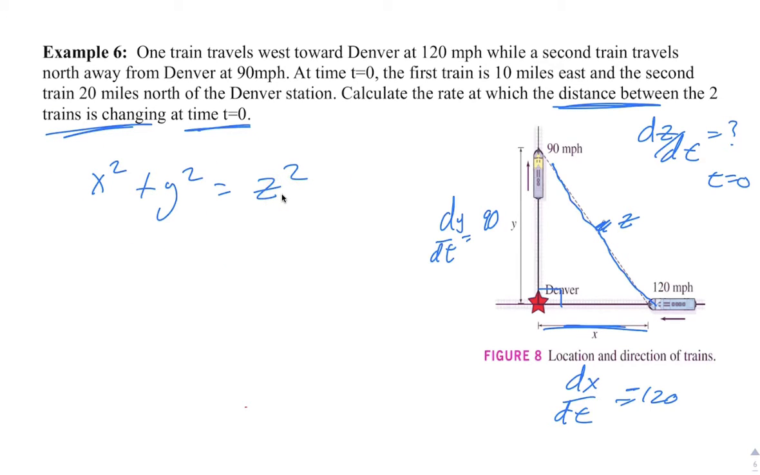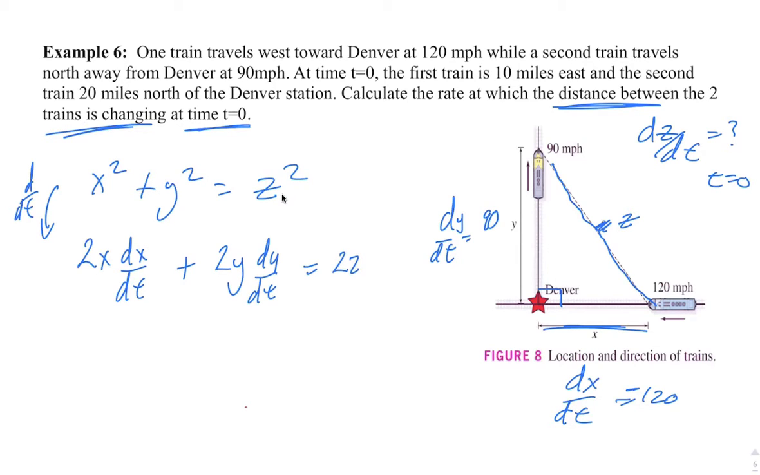And let's do what we always do. Take a derivative with respect to time. Derivative of x squared is 2x dx dt. Derivative of y squared is 2y dy dt. Derivative of z squared is 2z dz dt. We can make life a little easier. Notice that they all have a 2, so you divide everything by 2 and you just get this.